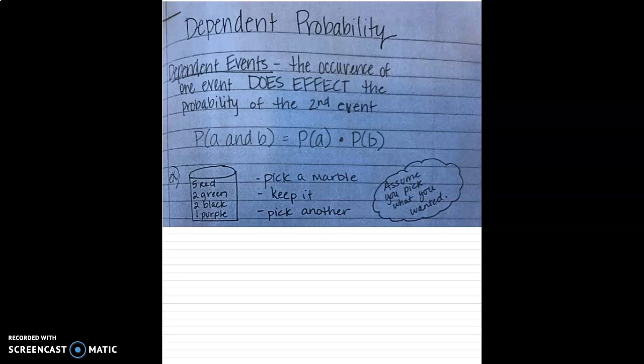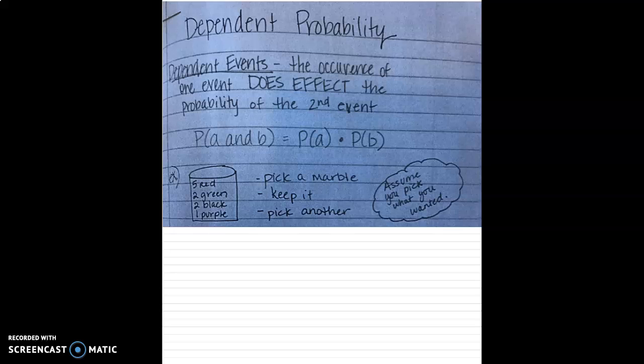So if you have a bag of M&Ms, you pull an M&M out, you want to pull a green one, and you pull one out and you got a green one. Well, you don't put it back in there. So that means your next choice is affected by your first choice, because you have one less green and you have one less total M&M in that bag.